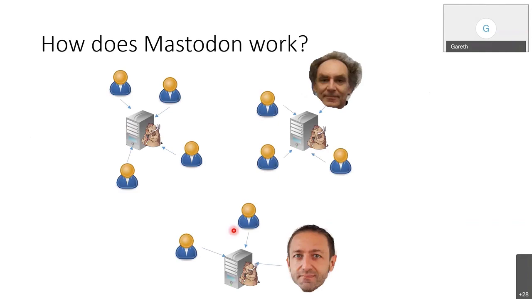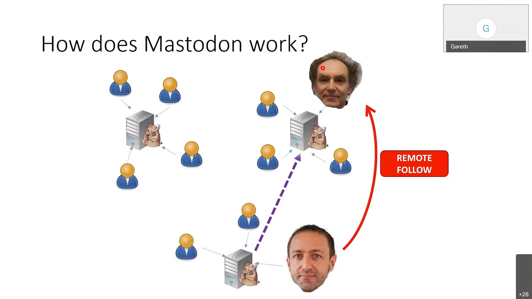So if John and Daniele wanted to communicate, the way Mastodon allows you to do that is through something called a federated follow operation. What that means is Daniele can follow the user on another account. And what that means in practice is a federated link gets established between these two servers, such that whenever John publishes a post, Daniele's server automatically pulls it across.